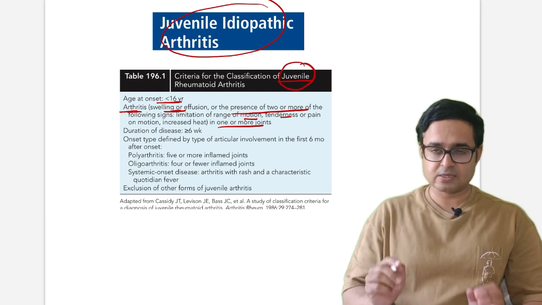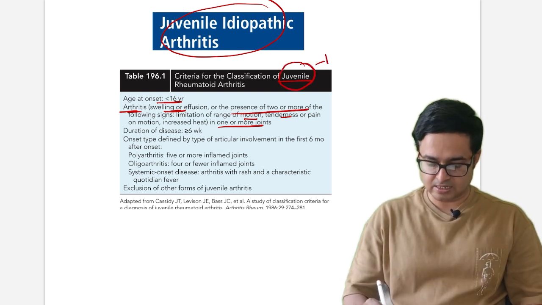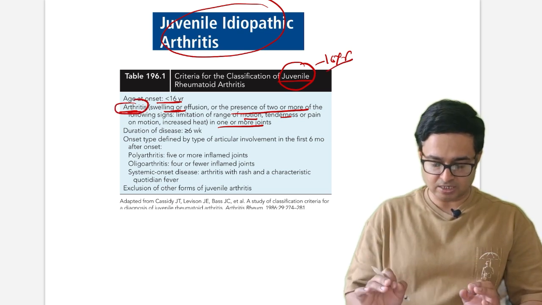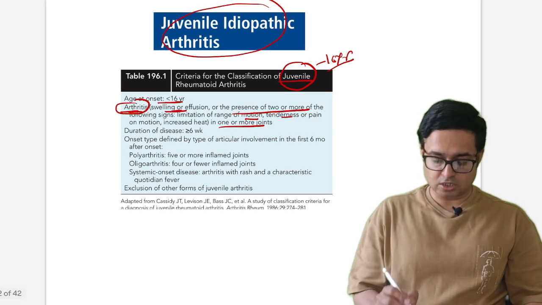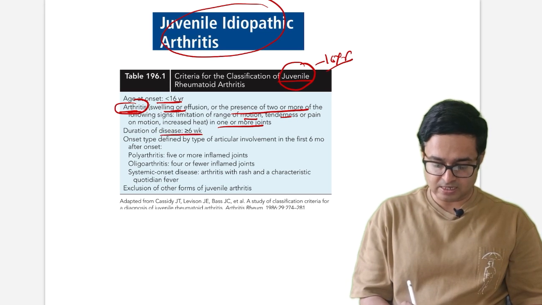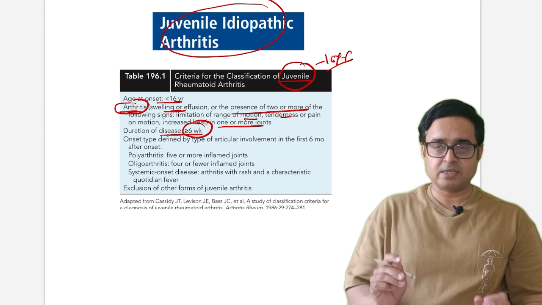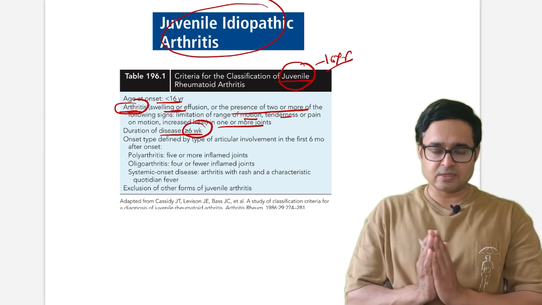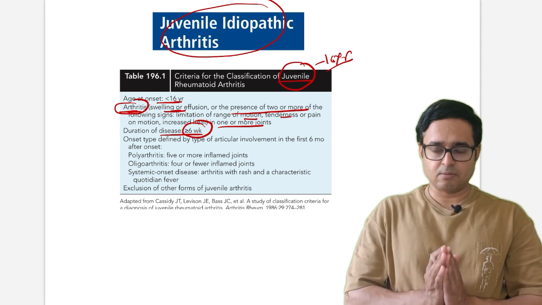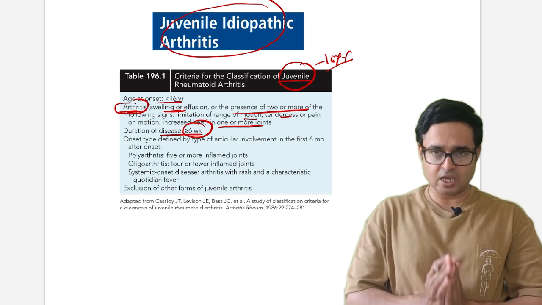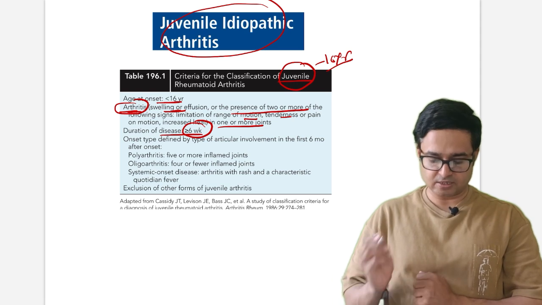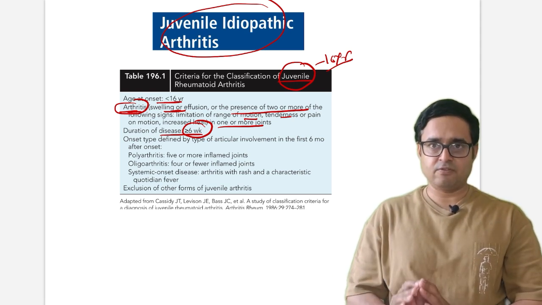So this is the arthritis definition, because this is juvenile. We discussed juvenile means less than 16 years. Next, duration of disease is more than 6 weeks. Basically it should be more than 6 weeks. So three terms: age less than 16 years, duration more than 6 weeks, and arthritis. Okay, so this is the definition.